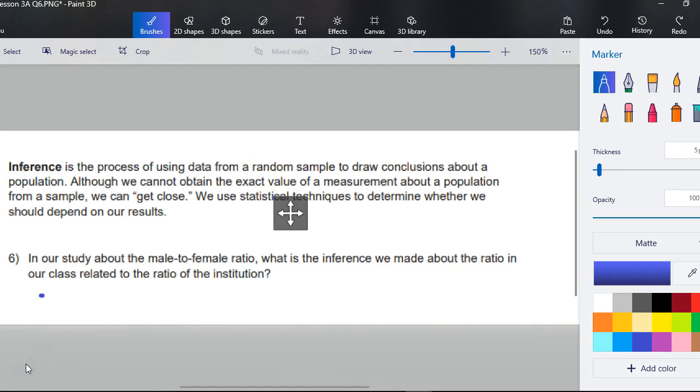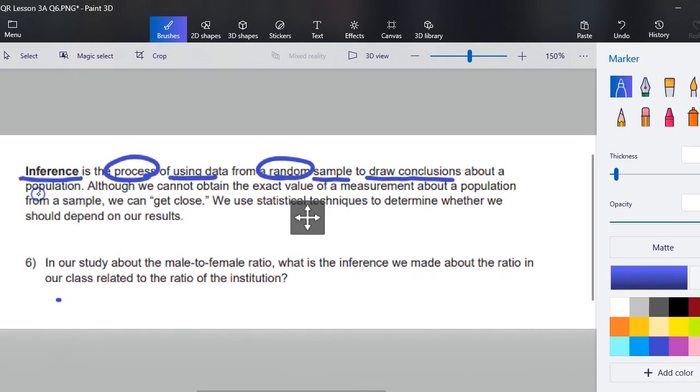Another word we need to write down is the word inference. Inference is the process of using data from a random sample, we're going to talk more about that through the lessons, to draw conclusions about a population, because we're not able to survey or question, get answers from an entire population. Although we cannot obtain the exact value of a measurement about a population from a sample, here are very important words, we can get close. And we're going to use statistical techniques to determine whether we should depend on those results that we get.